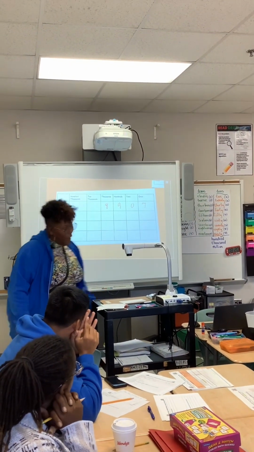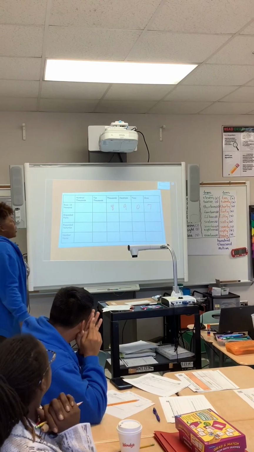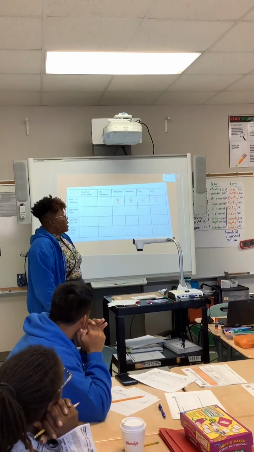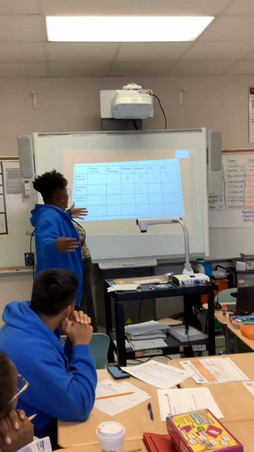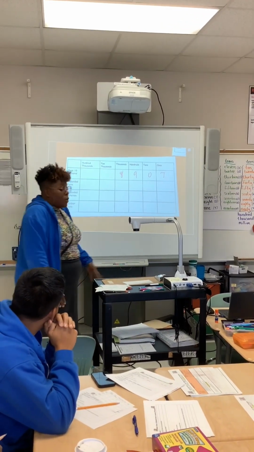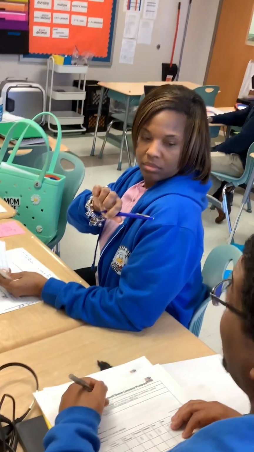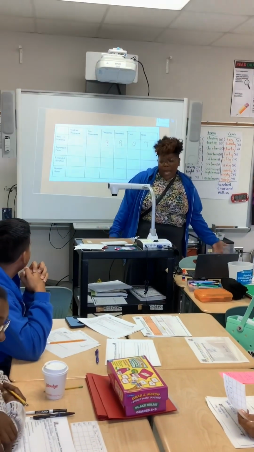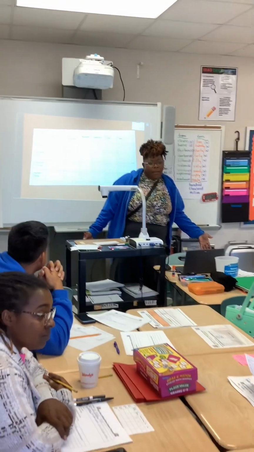All right, so expanded form. You told me the value of these particular numbers. Now we have to do it in expanded form, writing the number out. Who told me the value of the 8? Mr. McGinty, you said 8,000. Can you tell me how to write 8,000? Because I don't know how to write 8,000.